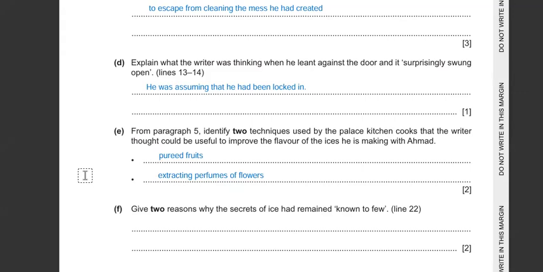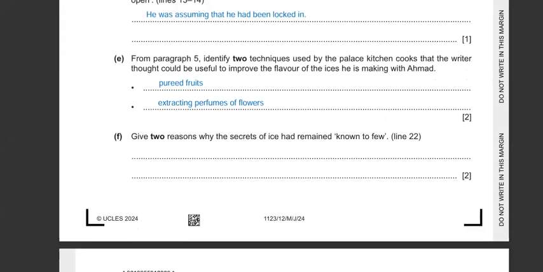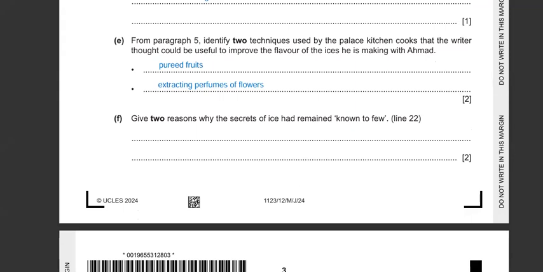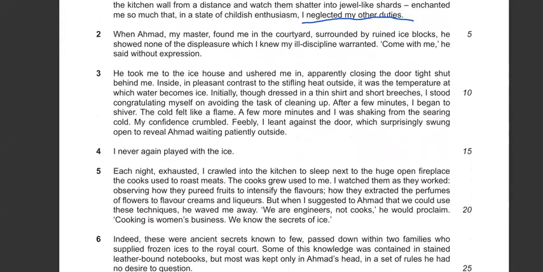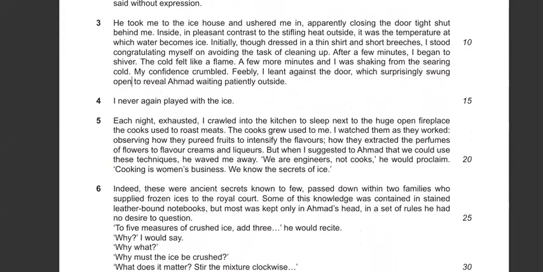If you want to make any sort of confirmation, you can go back to the text to confirm your answer. Now, moving on with part F. Give two reasons why the secret of the ice had remained known to few. This question is of 2 marks. The two reasons are quite easy as well. Number one was that it was passed from generation to generation. The tradition remained between two families only, and most of the things used over here were either in the family booklets or memorized by Ahmed, right? It's in line number 22.